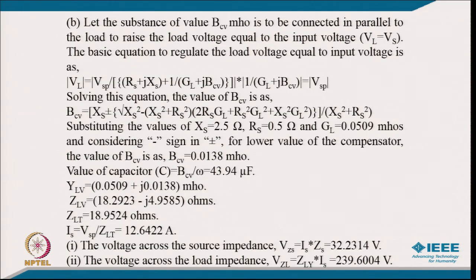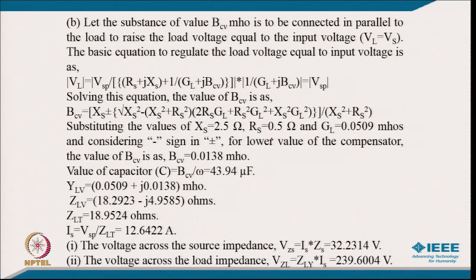Let a susceptance of value BCV mho be connected in parallel to the load to raise the voltage so that VL equals VS. These equations are of course derived per phase, for a per phase equivalent star connected load. The voltage across the load per phase will be equal to your supply voltage magnitude, both the same, for 0 voltage regulation. This is the current calculation for the current flowing in the line in the star connected equivalent network, multiplied by your load impedance along with the compensator, from which we can get the compensator element for 0 voltage regulation in terms of the source impedance Rs and Xs as well as the load conductance GL and here the BCV.